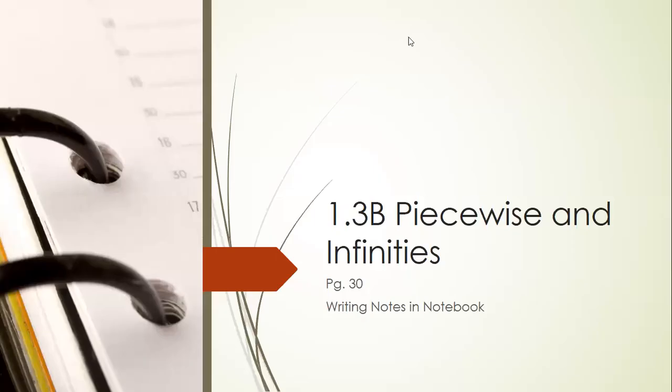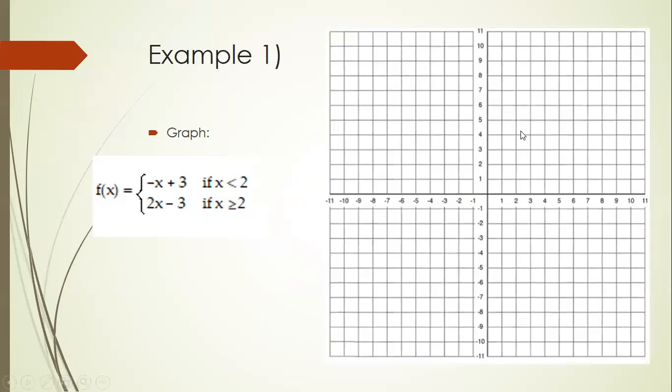So, piecewise infinities. Basically what this means is that your graph is either going forever to the left or forever to the right. That's why it's called infinities. Our first example here is f of x equals negative x plus 3 if x is less than 2, or 2x minus 3 if x is greater than or equal to 2.